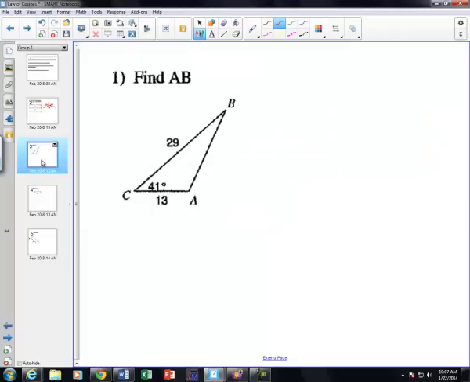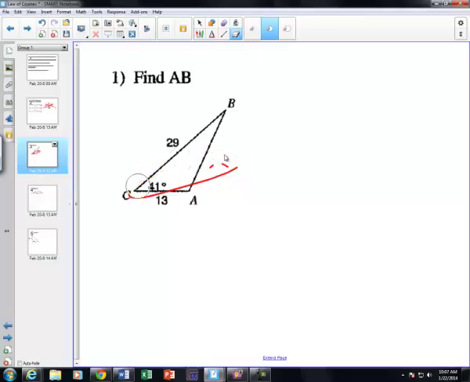Okay, so let's look at a problem. So I'm looking at this right here. I'm trying to find AB. And I'm going, well, let me use the law of sines. Well, I could do sine of C, which is 41. So I could do sine of 41 over x. But I don't have another angle. So I can't use the law of sines here. It's not going to work.